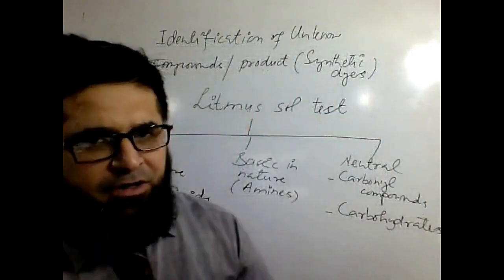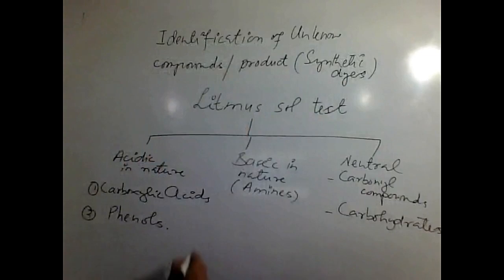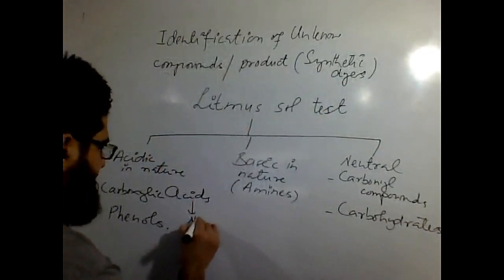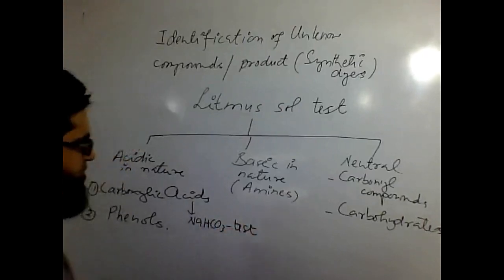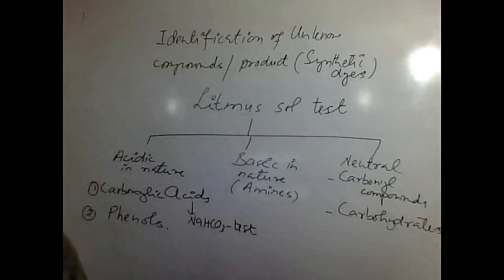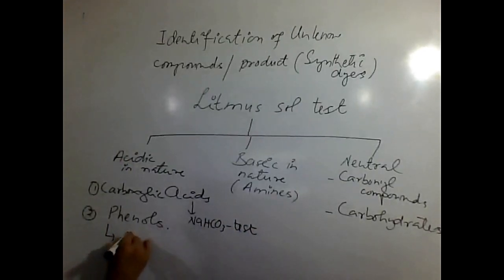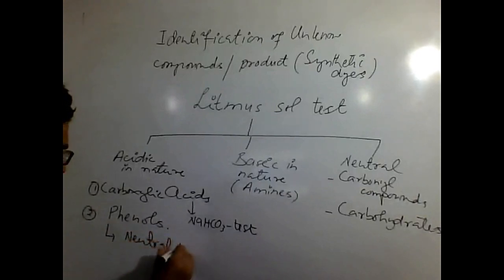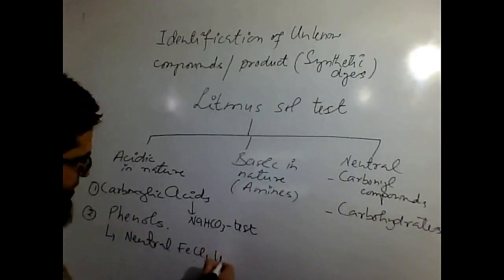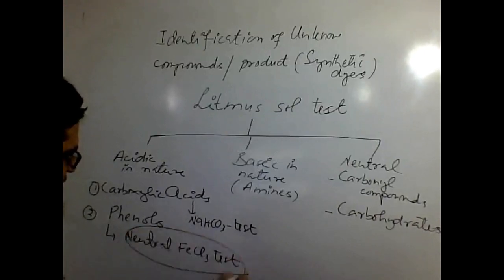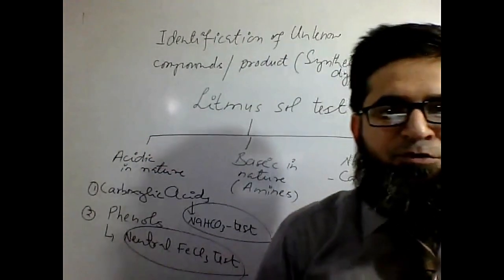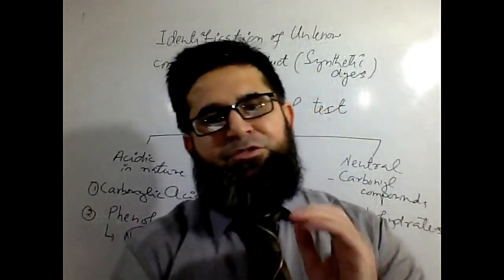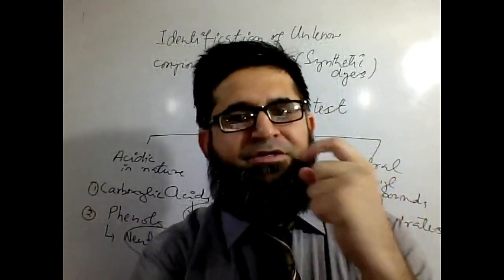Then further confirmation could be done by using the very much known sodium bicarbonate test. It confirms the presence of carboxylic acids. The phenols could be confirmed using neutral FeCl3 test. These tests are supposed to be performed once your litmus solution confirms the given compound is acidic in nature.